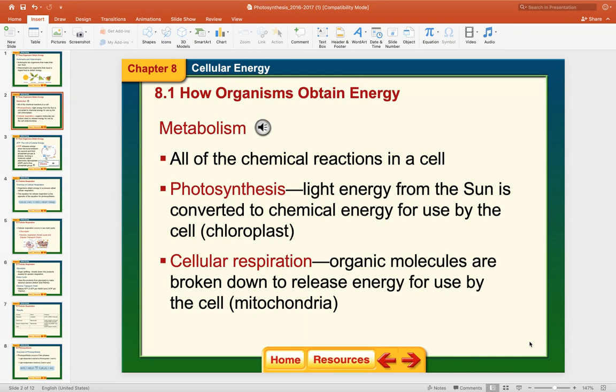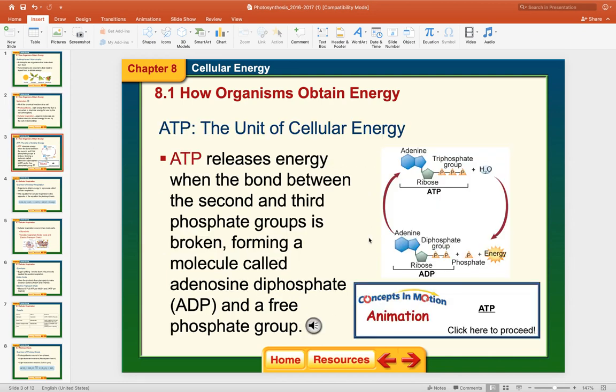What's really cool about plants is that they do both. Plants will do both photosynthesis and cellular respiration. So plants use their chloroplasts in order to capture that sun energy, and they use it in order to make sugar. So photosynthesis makes sugar, whereas cellular respiration in plants will take that sugar and break it down using that mitochondria.